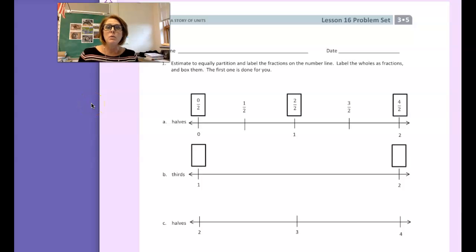Hi, boys and girls. We are going to work today on lesson 16 problem set. And this is tricky. There's a lot to think about, but I know that you can do it.